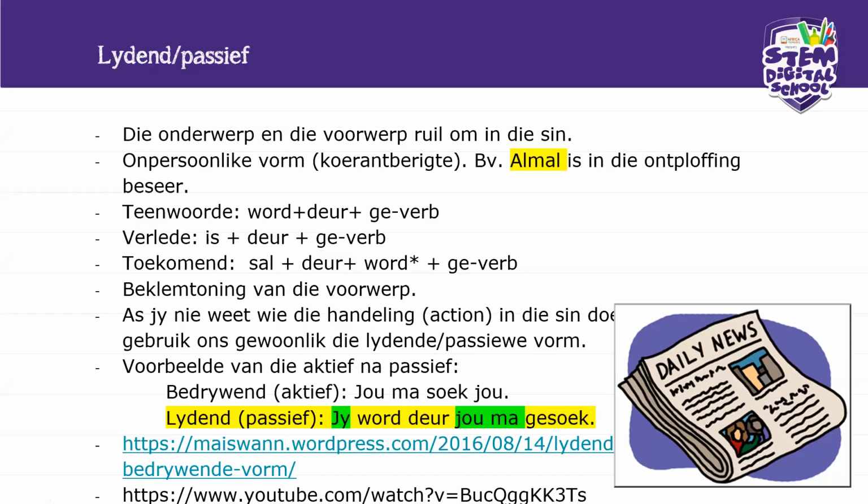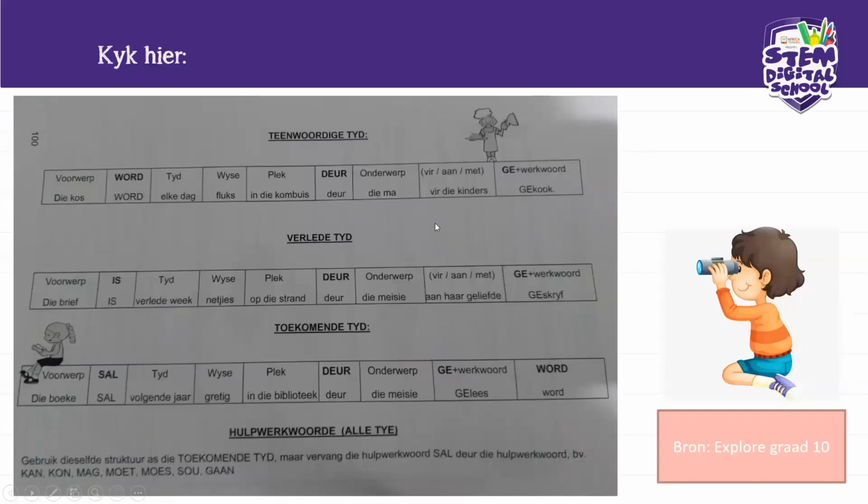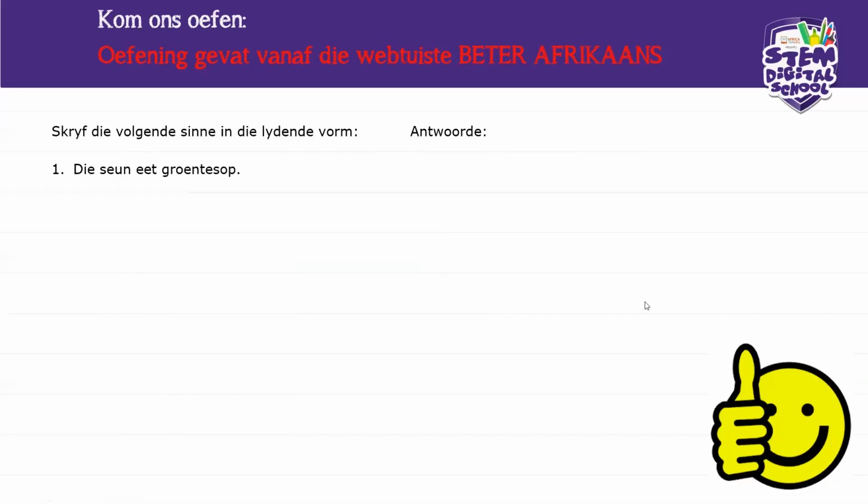Okay. Then let's go to the activity. Now the activity, I'm going to do it with you, so don't worry. I'm going to do one or two with you, then the rest you're going to do on your own. So, die seun eet groentes op. I want you to change that sentence to the Lydende form, and this is how it's going to look. Remember, groentes op then is the object in Lydende form. It moves to the front. Word deur die seun geëet. Die seun is then the subject, and it's moved to the end of the sentence. You see there, I used the word word and deur because it's written in the teenwoordige tyd.